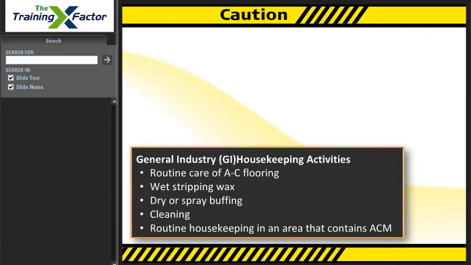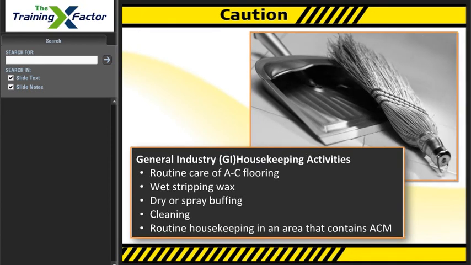What sort of activities require asbestos awareness training? General industry, or GI, housekeeping activities. Routine care of AC flooring. Wet stripping wax. Dry or spray buffing. Cleaning. Routine housekeeping in an area that contains ACM.